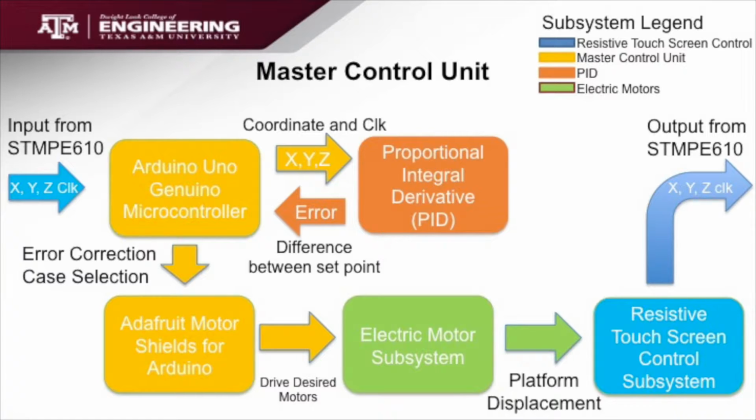The Arduino Uno microcontroller is responsible for serving as the hub of information exchange between all of the other subsystems, and in collaboration with the loaded software, is ultimately responsible for commanding the motor shields to drive the desired motors to displace the platform. This subsystem was not much of an issue. The motor shields had to be replaced once. Ultimately, this subsystem performed as required.